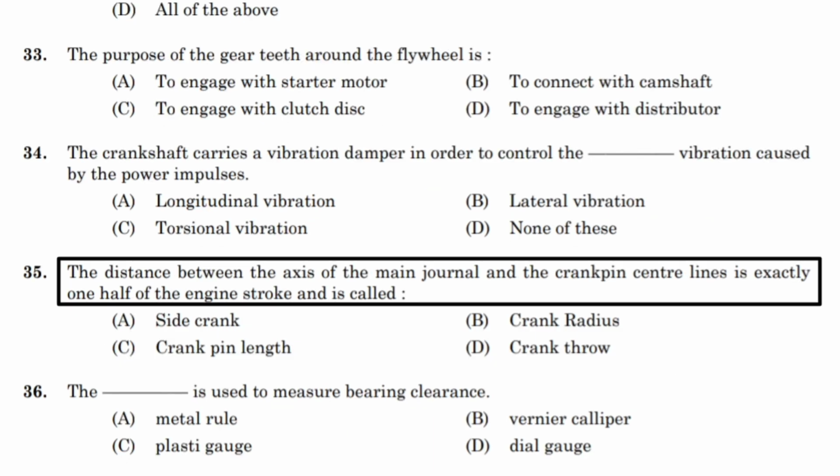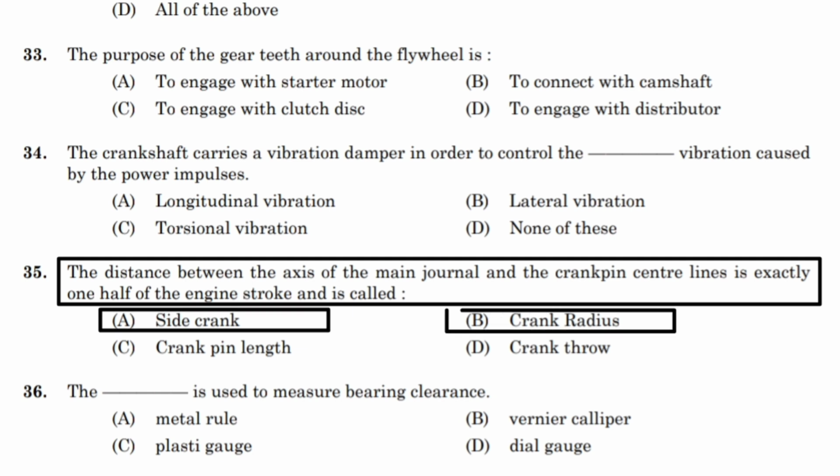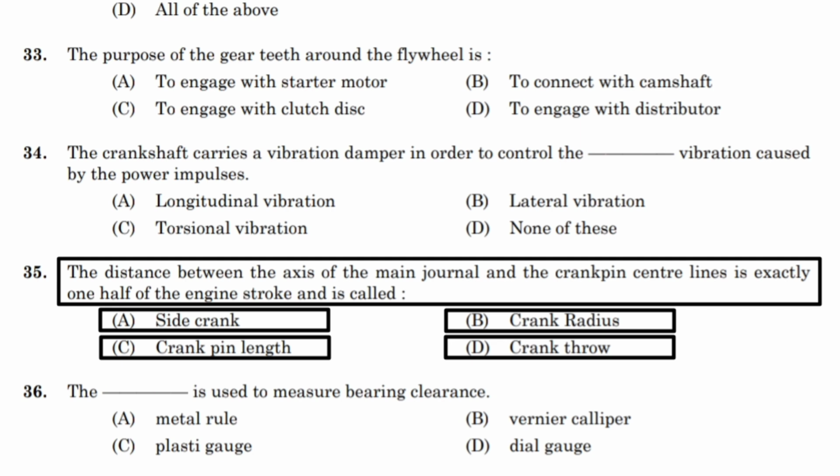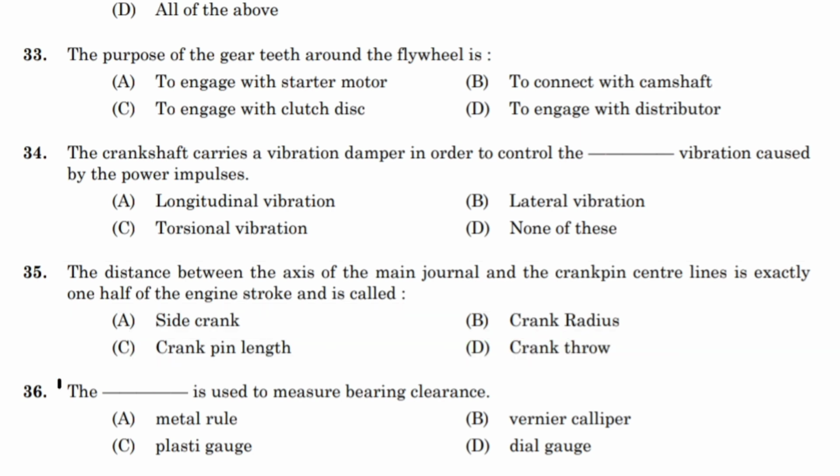35. The distance between the axis of the main journal and the crankpin center lines is exactly 1/2 of the engine stroke and is called A. Side crank, B. Crank radius, C. Crank pin length, D. Crank throw. Answer D. Crank throw.